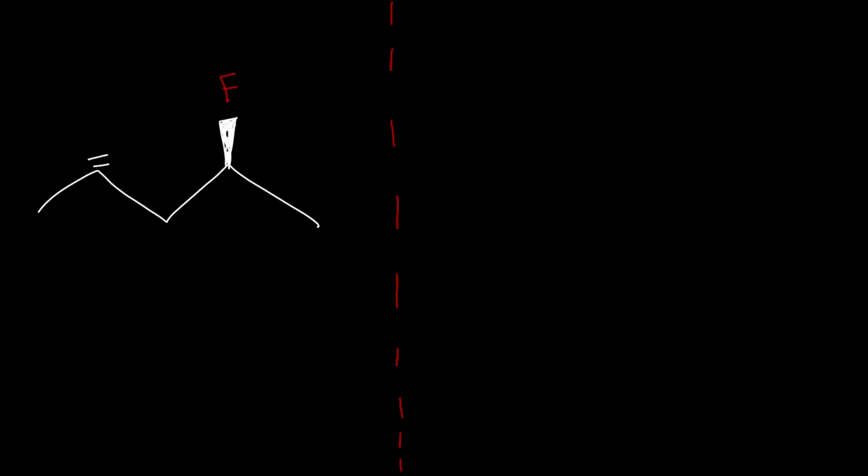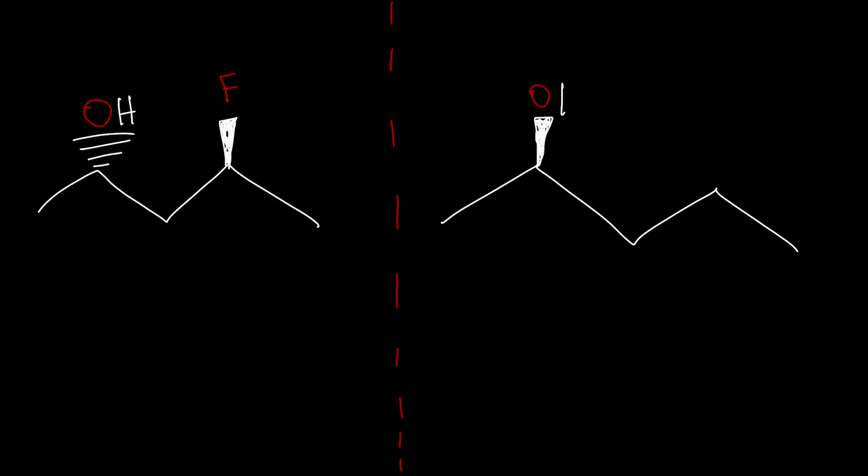Now, if you have two chiral centers, put an OH here. If you were to have two chiral centers like this, what you would do is you draw the same structure, but this time you would actually flip both of the chiral centers from being a dash to a wedge or the other way around.